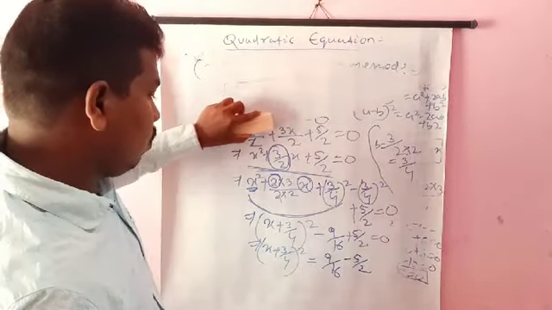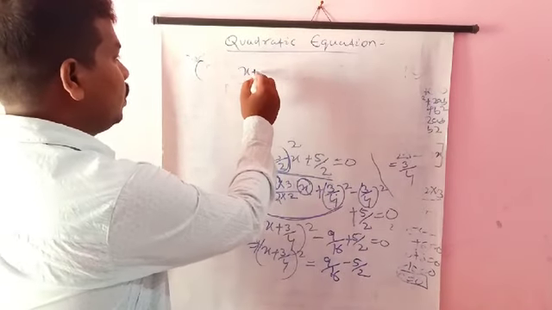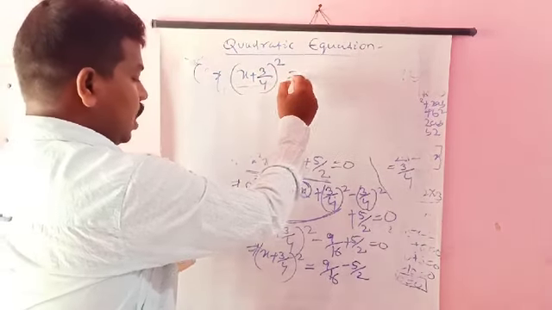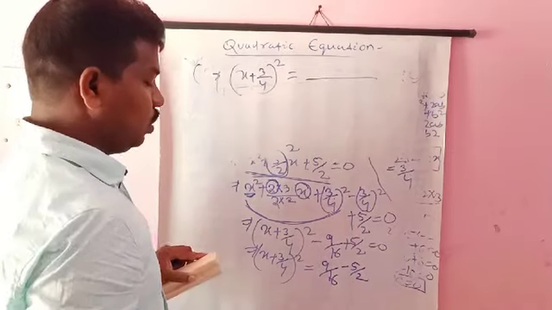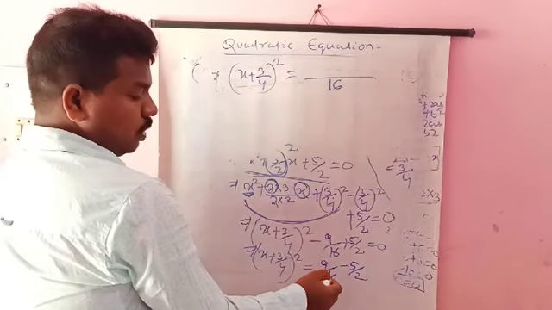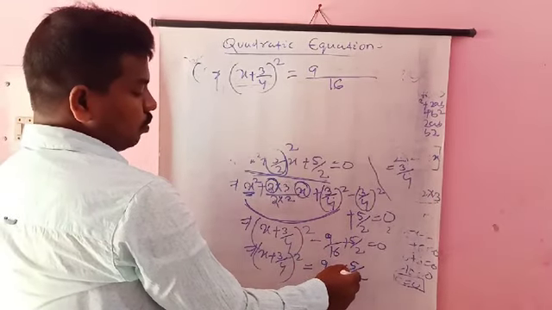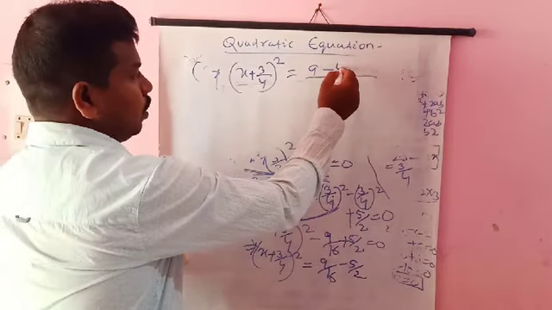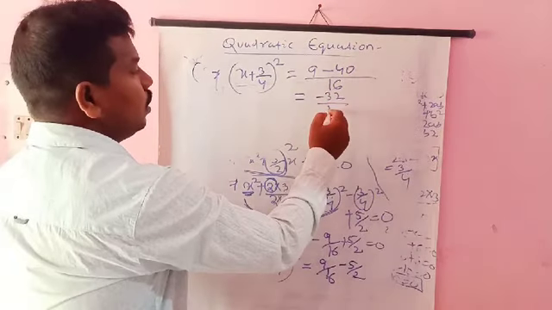So now we have to calculate (x plus 3) whole square. The left hand side remains the same, x plus 3 whole square. On the right hand side we take the LCM of 16, 2 and 8, which is 16. 16 divided by 16 is 1, so 9 stays 9. 16 divided by 8 is 2, 16 divided by 2 is 8, so 8 minus 40. So 9 minus 40 is minus 32 by 16.